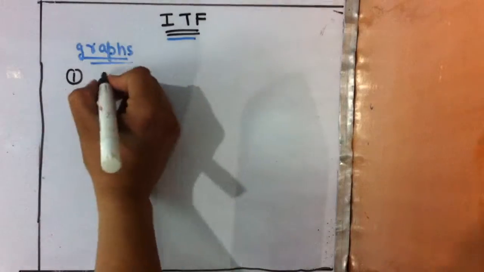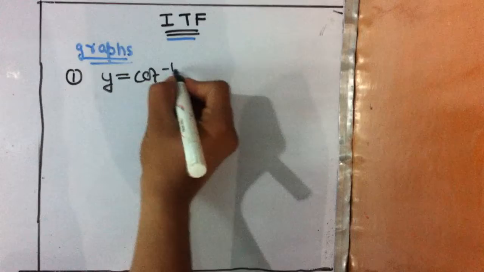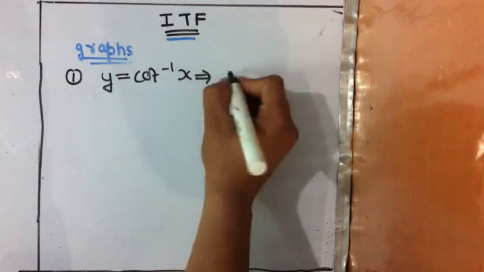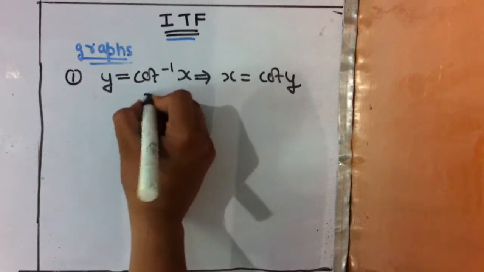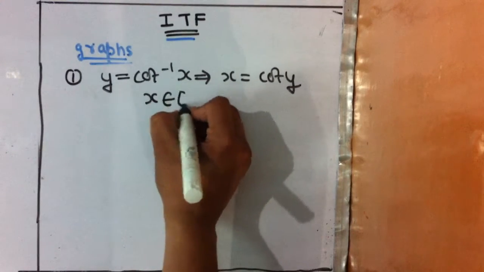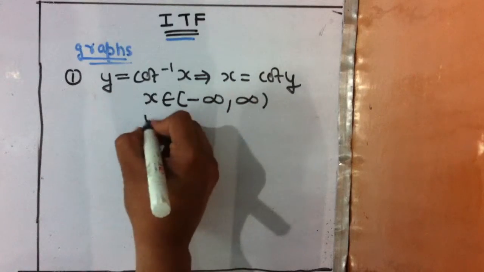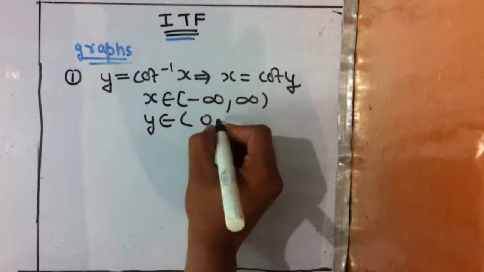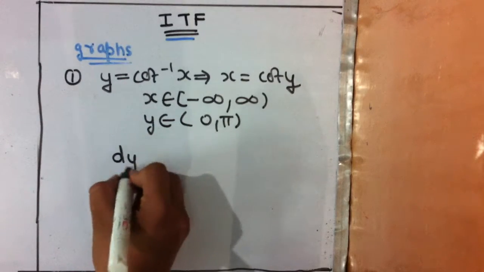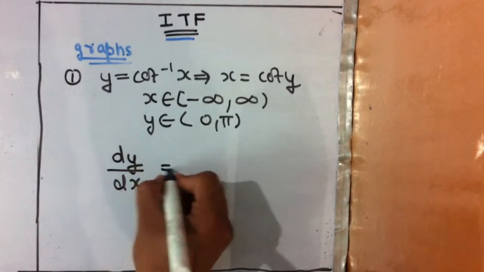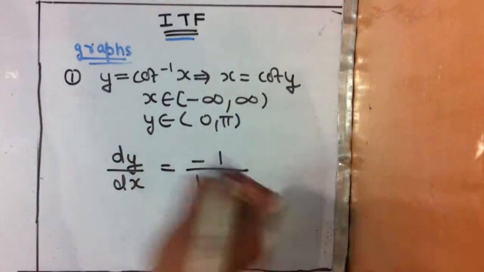Now let's continue. The next function is y equals cot inverse x, which implies that x equals cot y. So here x belongs to the open interval minus infinity to infinity, and y belongs to the open interval 0 to pi. Now the differentiation of this function with respect to x is given as negative 1 upon 1 plus x square.